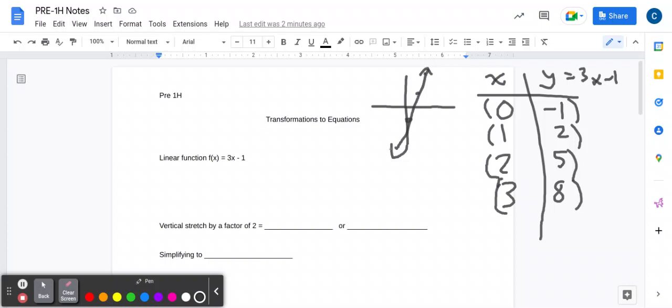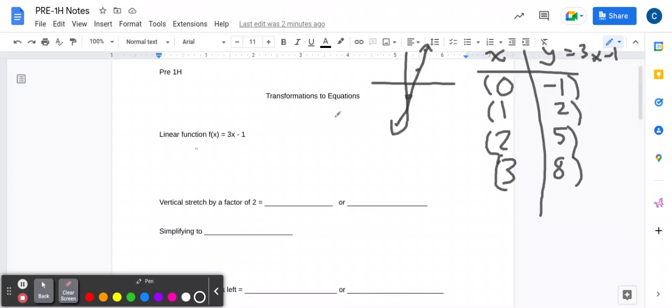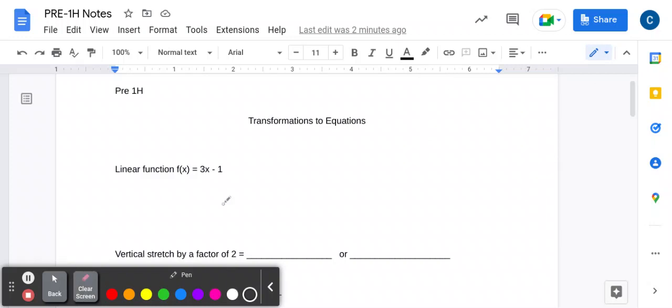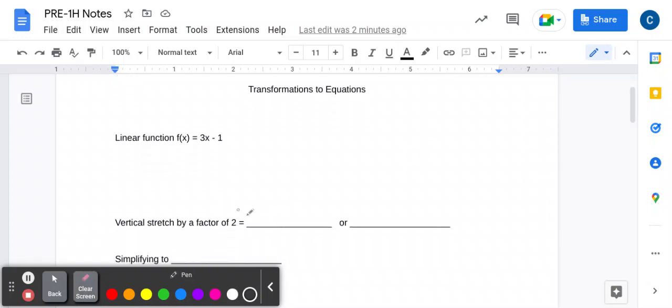So we have a linear function, f of x equals 3x minus 1. Let's talk about doing a vertical stretch by a factor of 2. How we do that is, remember, we do 2 times f of x. We multiply the f of x by 2. Well, what is f of x? f of x is 3x minus 1. So this vertical stretch is going to be 2 times 3x minus 1.